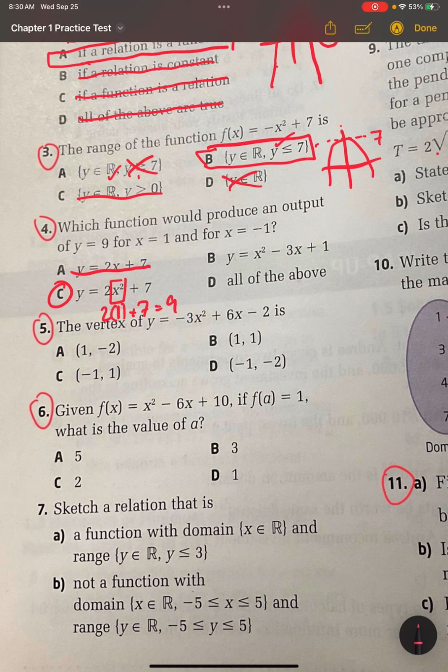Let's check to see about B. Now it seems like this one's going to be 1 no matter what. 1 or minus 1 squared minus 3 times 1 plus 1. You get 1 minus 3 plus 1. What's that equal to? That's not equal to 9. That's equal to negative 3. Oh, whoops, what am I doing? That's equal to minus 1. So it's not B either. And it's not all of the above. So my answer is C.